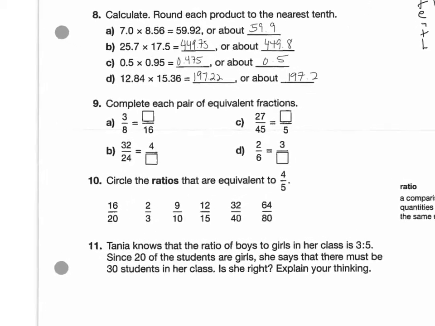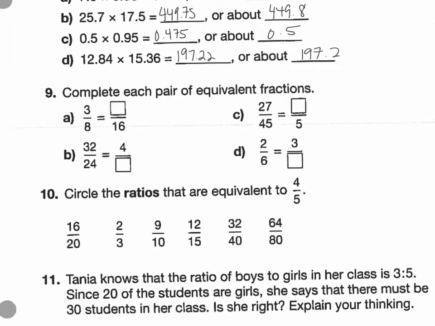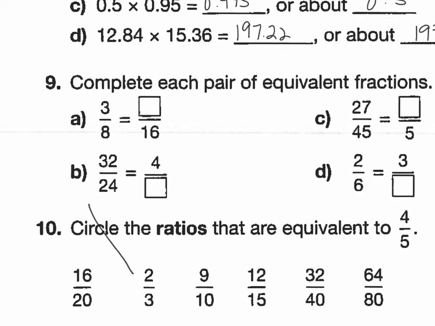Okay, we got some more. Completing each pair of equivalent fractions. Well, here in the first one, I know that I need to multiply by 2 to get to 16, so if I multiply the top by 2, I'll get 6 over 16. Here I need to divide by 9 to get to 5, so if I divide that by 9, I'll get 3. Here if I divide by 8, I get 4, so if I divide by 8, I'll get 3.